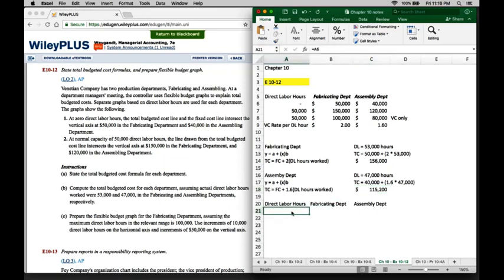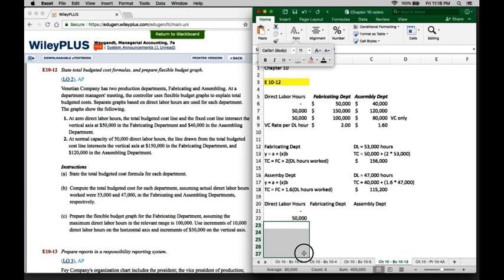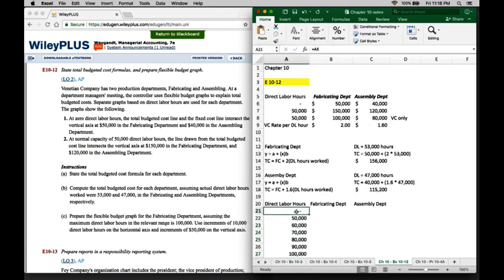Now, they've told us in this next part to do this in increments of 10,000, assuming the maximum range is 100,000 hours. So I'm going to go down over here and do increments of 10,000. So this is 0, so that I can show you the fixed cost in the graph.